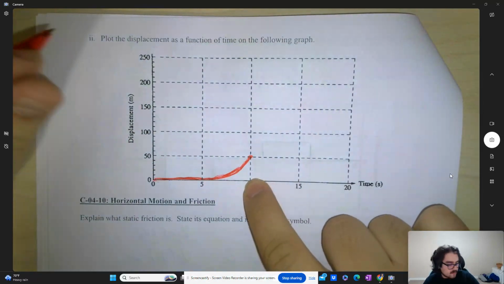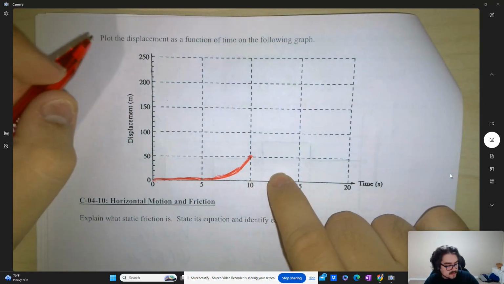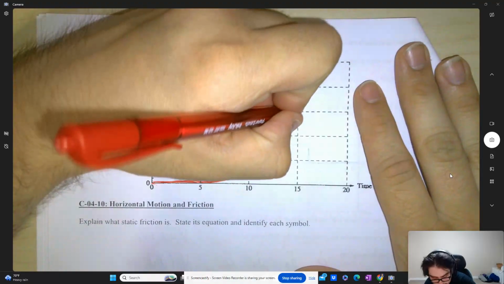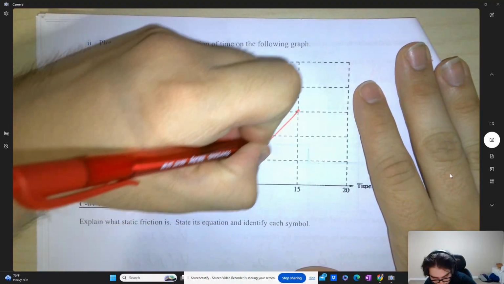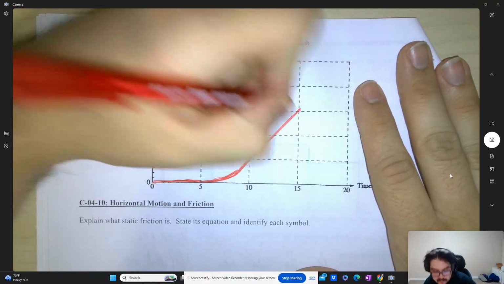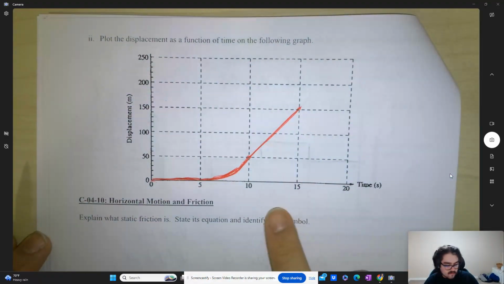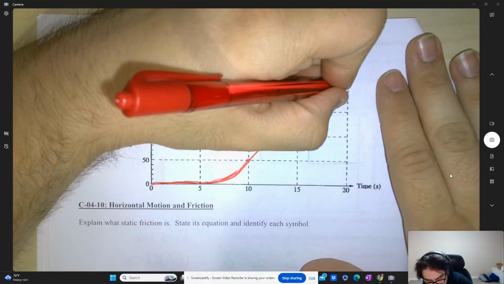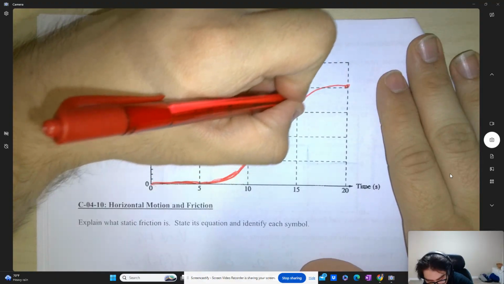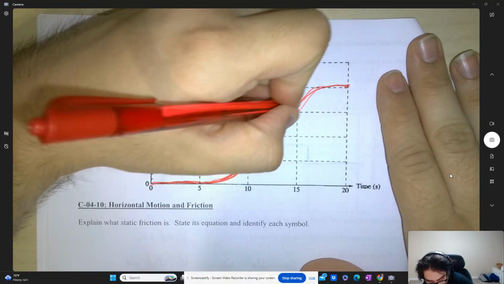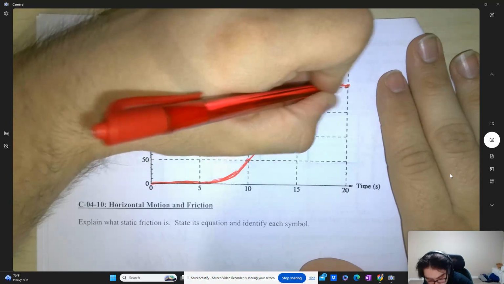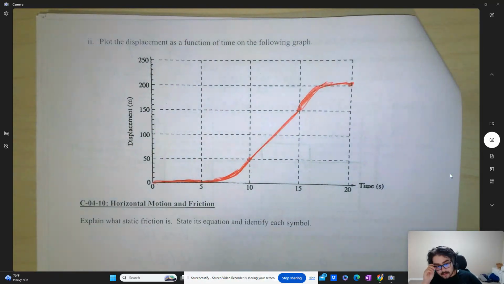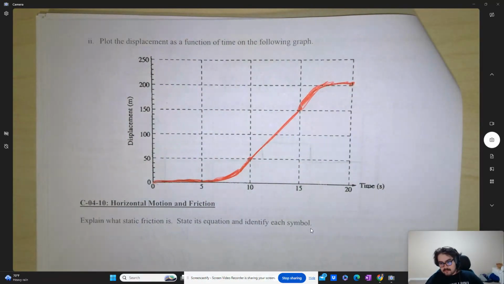Then when we go from 10 to 15, this is going to be a linear segment, because there's no acceleration, constant velocity. And then when we go from 15 to 20, we should end up at 200, and it should be concave down. And I'm terrible at drawing it, but hey, there it is. Okay, all right, that's vertical motion. Radical.